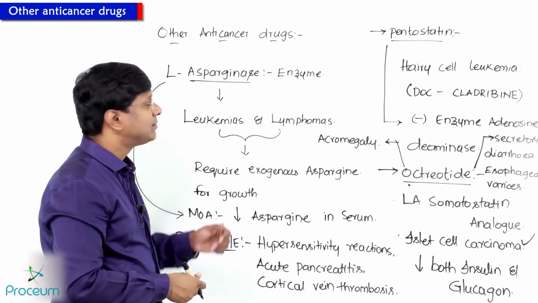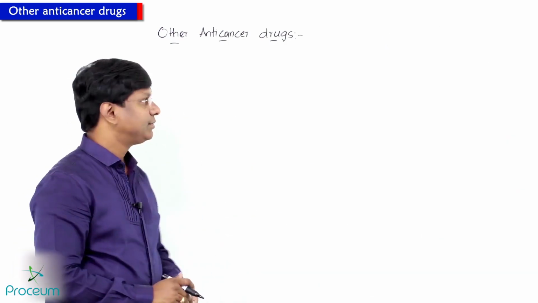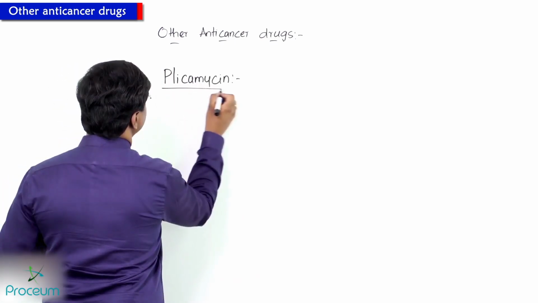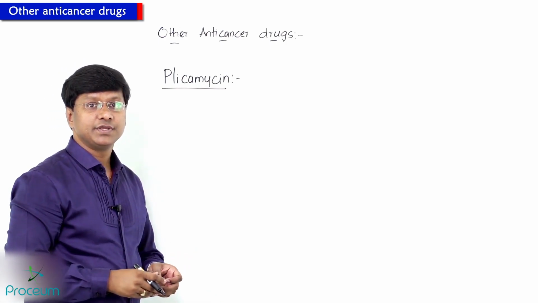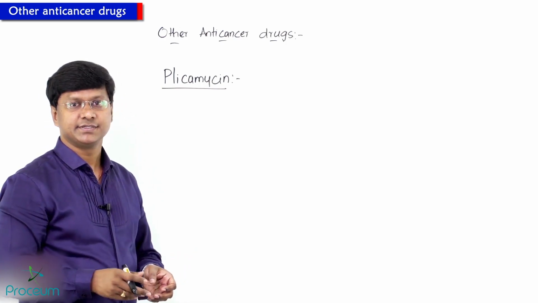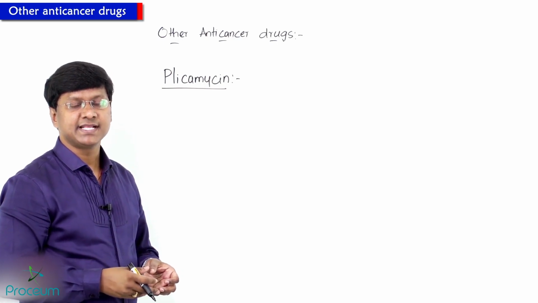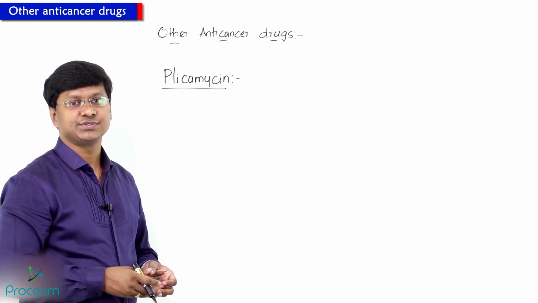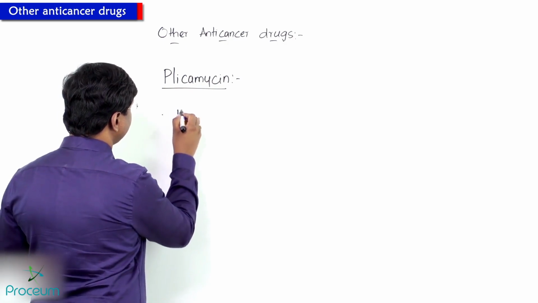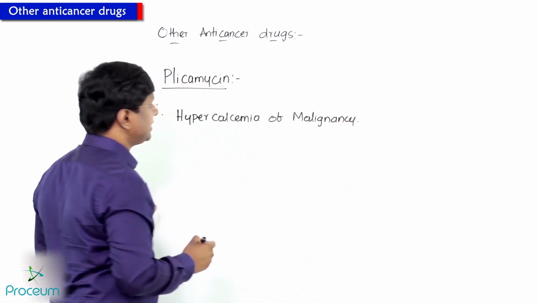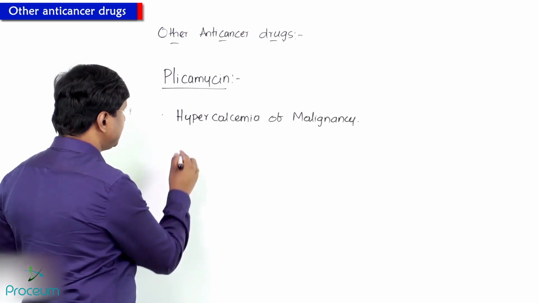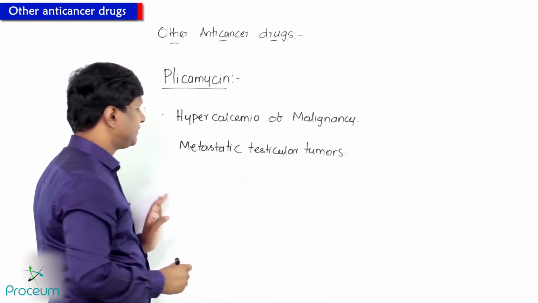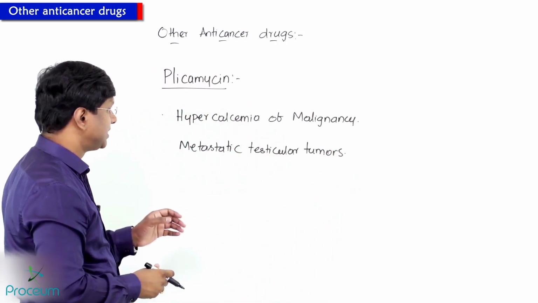And let me discuss a few more anti-cancer drugs. Now let me discuss the other anti-cancer drug, that is Plicamycin. Remember it is used for hypercalcemia of malignancy, and it is also used in case of metastatic testicular carcinoma or tumors.